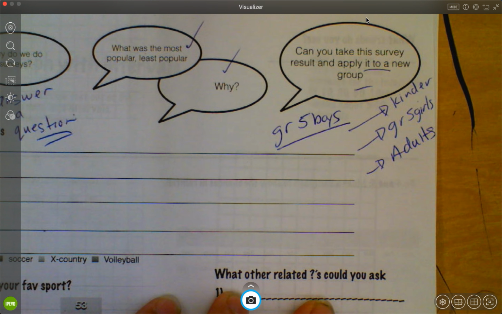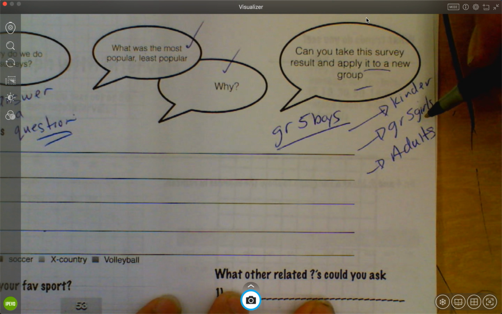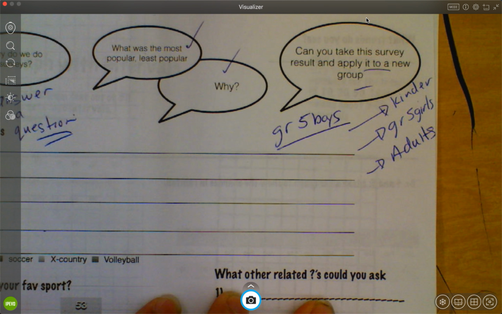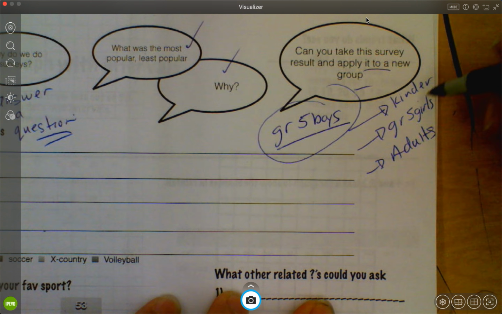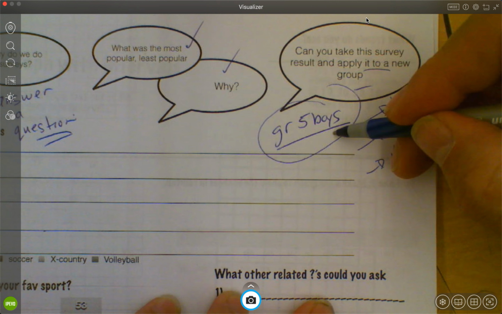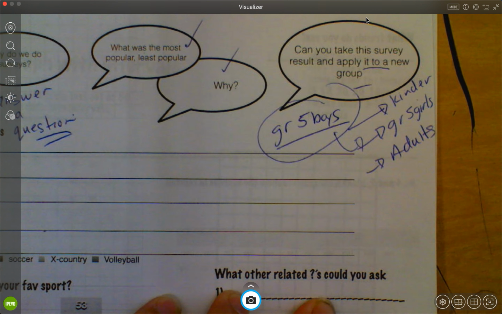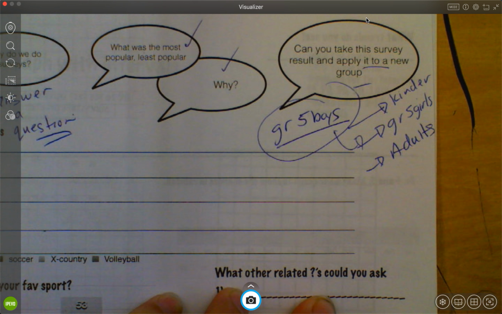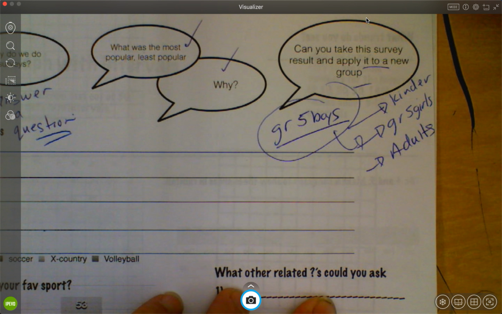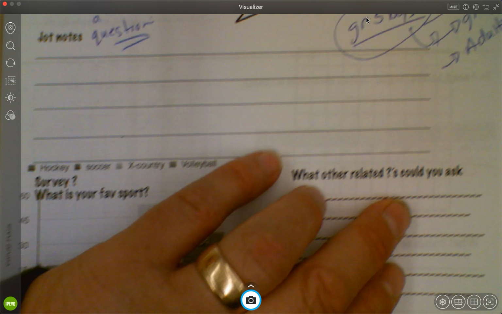The basic idea is the closer that the other group is to your original group, then the more applicable it is. So for example, in this list, I'd say probably the grade 5 girls are the closest. But again, girls and boys might like different things. So you have to look at the populations and try to think which two populations are similar and try to apply the information you learned from one survey to another.